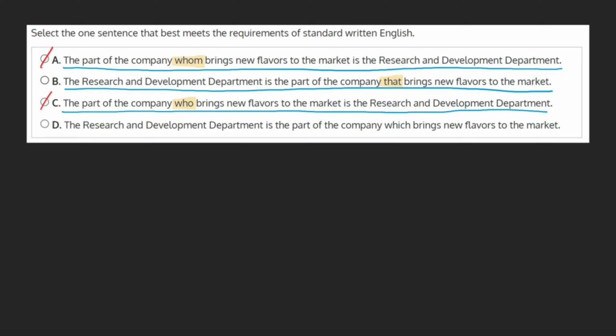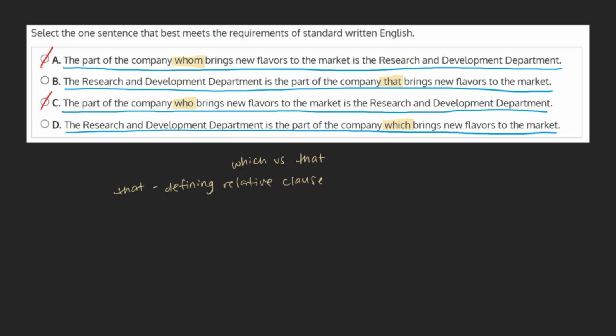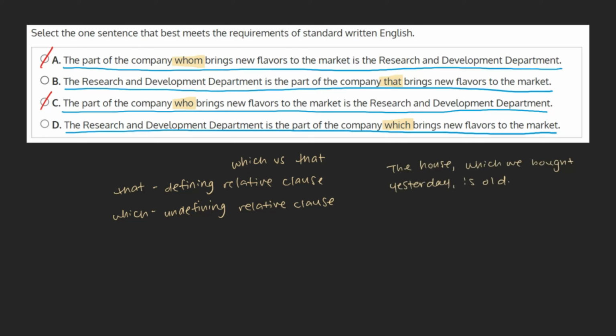this choice as incorrect. And D, the research and development department is the part of the company which brings new flavors to the market. This choice is identical to choice B, but uses which instead of that, which is correct. In short, that is used when the relative clause is defining, and which is used when the relative clause is undefining. Let's unpack that.